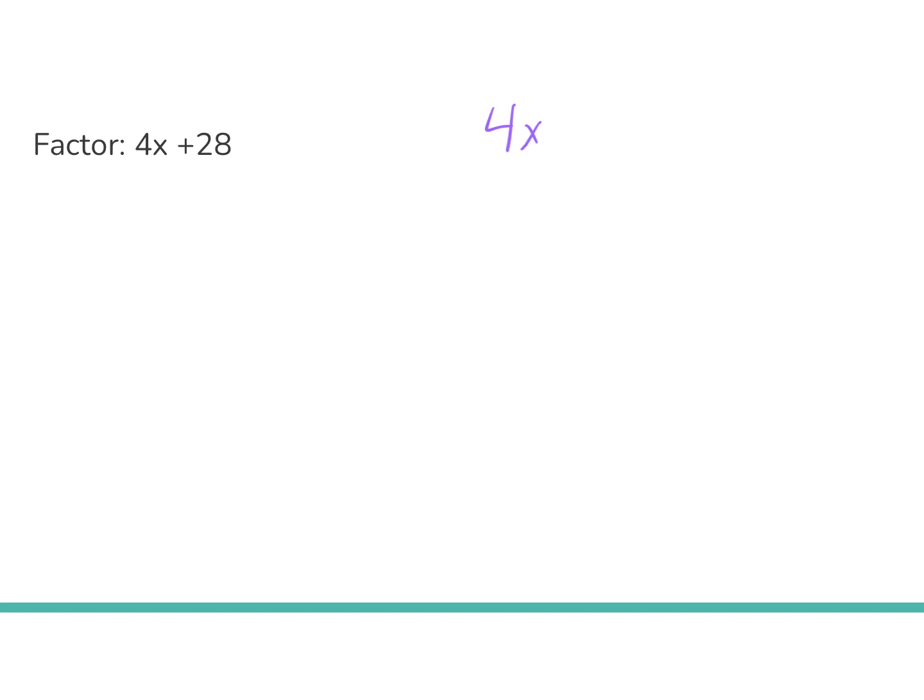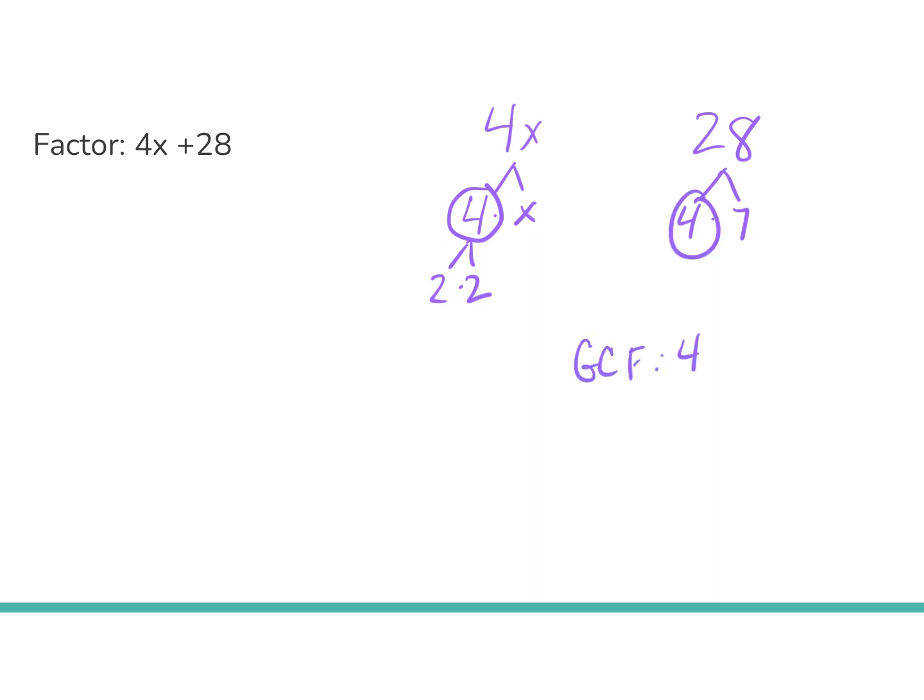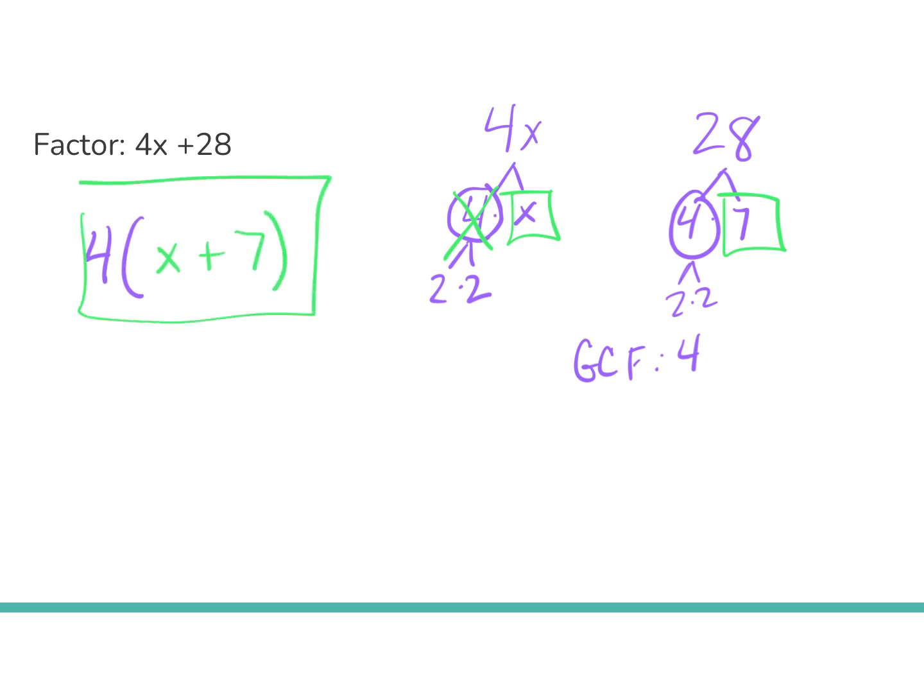Go ahead and factor 4x plus 28. So the factors of 4x is 4 times x. I can go further if I want to, but I know that I can divide the 28 by 4. So that's 4 times 7. So my greatest common factor is 4. I could have gone further here too, but I didn't need to because I know that my greatest common factor is 4. So I'm going to divide each of these factors by 4, right? So I've used this 4 up. So I'm left with x and I'm left with 7. So I have x plus 7. So this would be my factored expression.